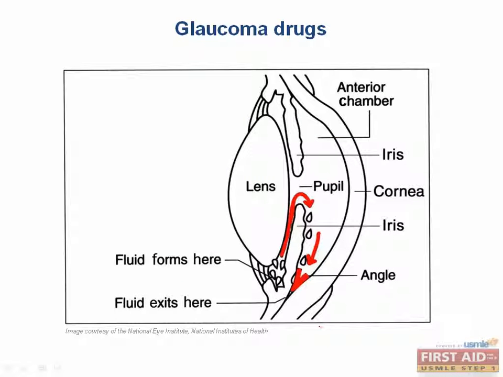So now if we look at this diagram, you should be able to remember that aqueous humor is produced by the ciliary body in the posterior chamber. It then travels to the anterior chamber through the pupil. It is then resorbed at the canal of Schlemm.